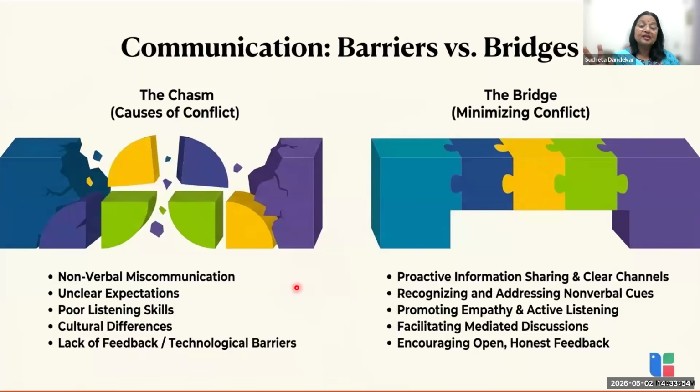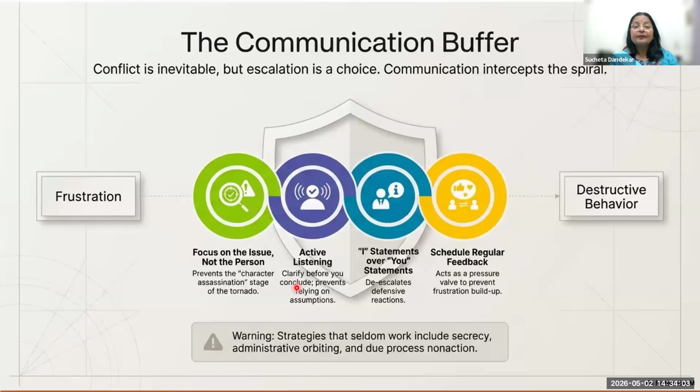Remember, cultural differences will be there. There will be a lack of feedback, and because of the lack of feedback, there could be conflict. So, what would you do? What is this communication buffer I'm thinking about? Which could lead from frustration to destructive behavior. You know, what should we do?